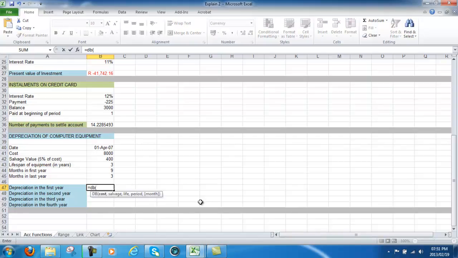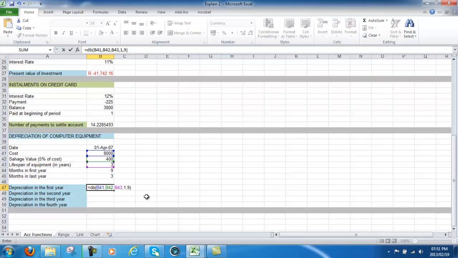Now, if I want to calculate the depreciation in the first year, I'm going to start with DB. You are going to enter the cost. You are going to enter the salvage value. You are going to enter the lifespan. You are going to enter the period. The period is that year in which you are calculating the depreciation. In this example, it is the first year. And then lastly, the month refers to how many months are left in the first year. Always the first year. Close the bracket and enter.